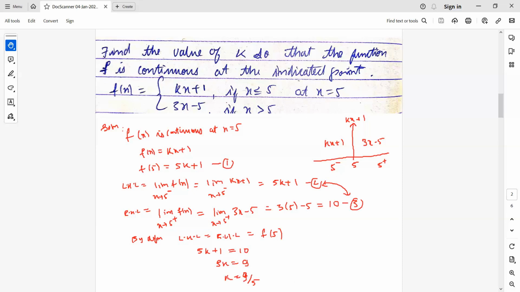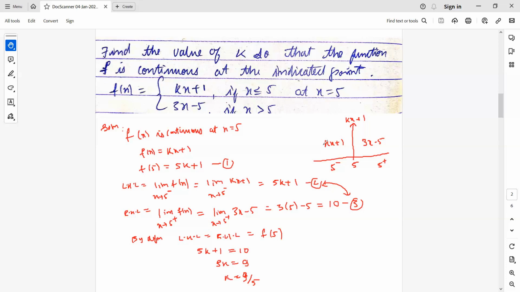So this is how we can solve this example. In the exercise on continuity, 6 to 7 examples are there where they already say the function is continuous. We need to find out the value of k, or find out the value of a and b, m and n. Whatever the constant is given in the function, we need to calculate those values. Hope the example is clear. Yes, some of you have answered it.